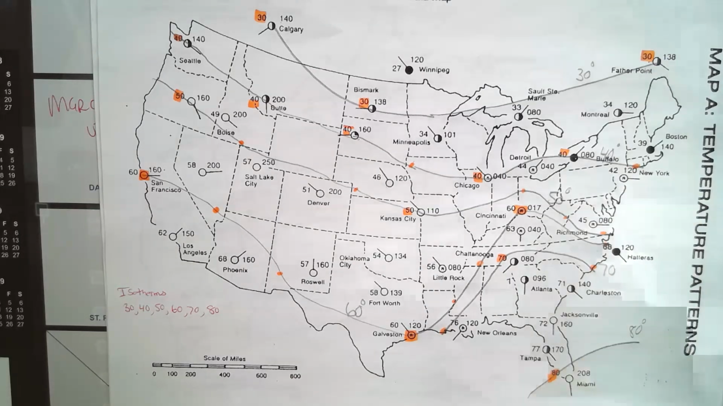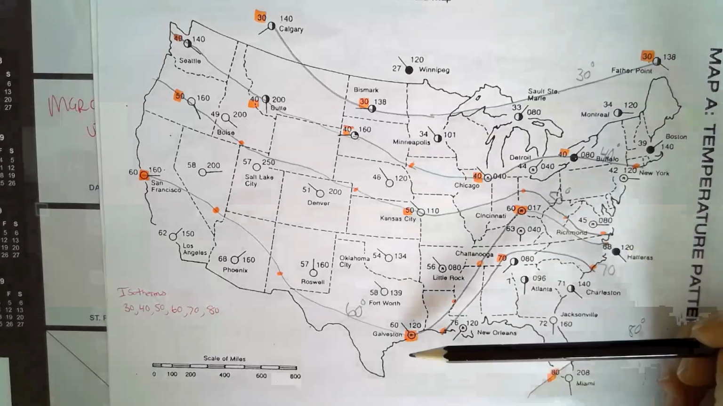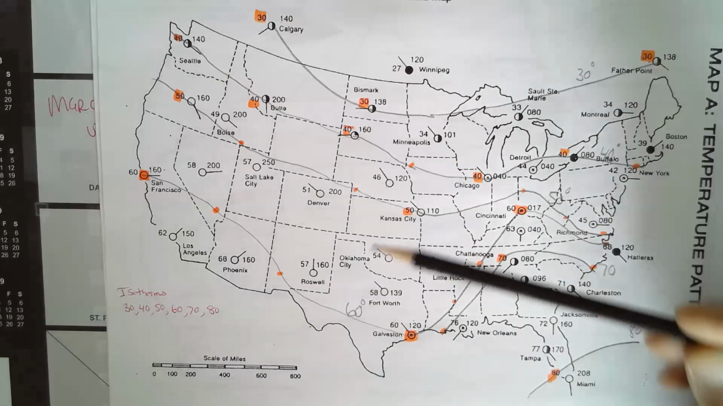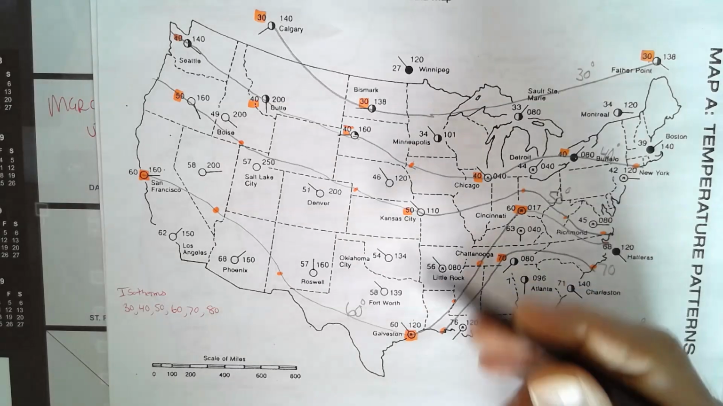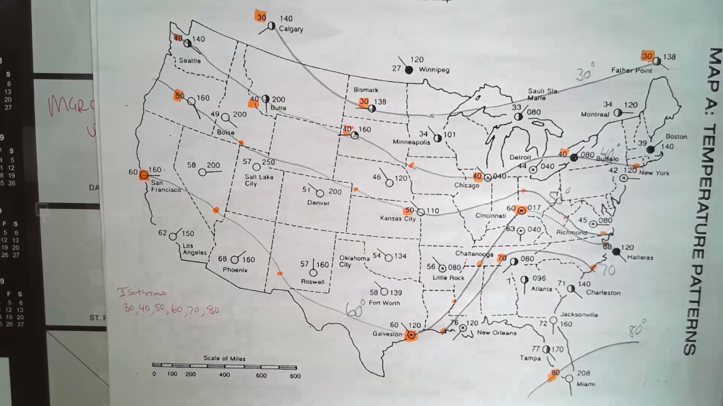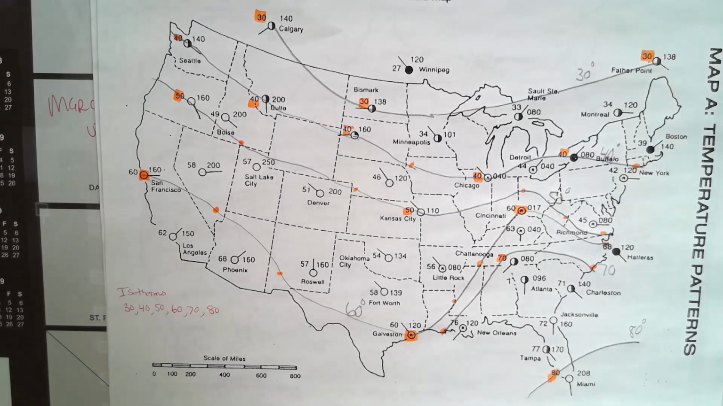Alright. Another thing you'll notice here, if I take a look between Kansas City and Galveston, there's a pretty wide gap between these lines right here. Basically what that means is I do not have a large temperature gradient. And we'll learn about what gradient is in a second, because these lines are far apart. I see the greatest temperature gradient between Richmond and Hatteras. Alright, and you're going to need that for a question that's coming up.